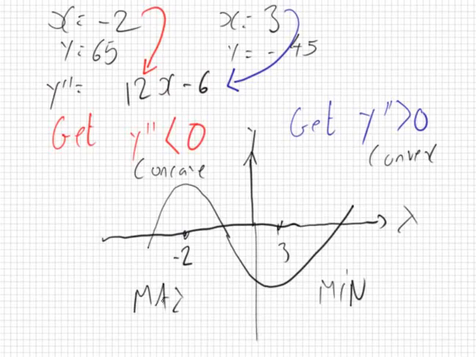Now, would this be a global or a local max? What do we think? It'd be a local max because it continues to go up to infinity here. And what about this one? Also a local min because it continues to go down to infinity there.